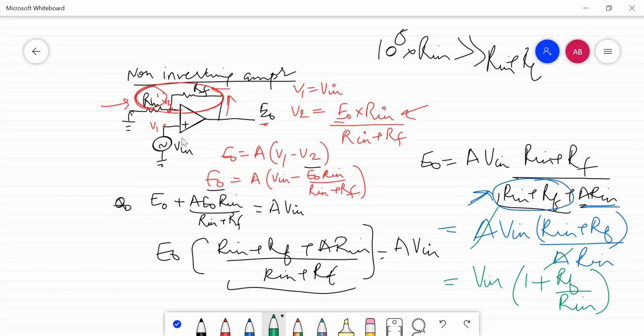So here you can see that in the case of the non-inverting amplifier, the output voltage is 1 plus Rf upon Rn into Vin. So the gain here is different from the one we have discussed. Why? Because that was only minus Rf upon Rn. So this is the main difference between the output of the inverting and non-inverting amplifier.